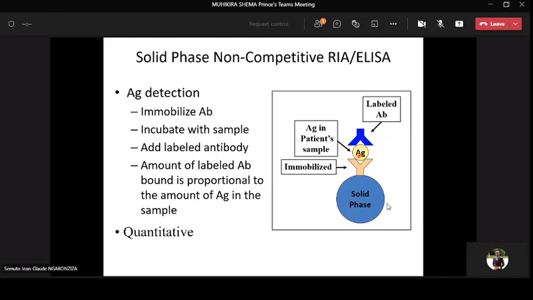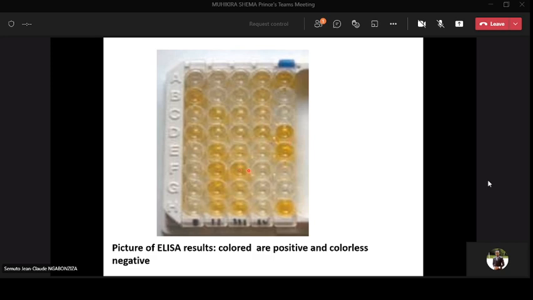So when the sample has more of this, more of labeled antibodies will remain. And as I said, you also wash. You wash here, you wash here to make sure you have specific bind only. This is a plate, a reaction of ELISA, a plate where you can see the change in color.